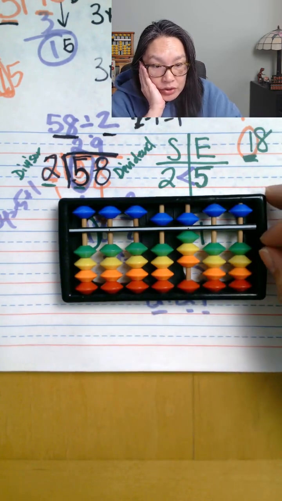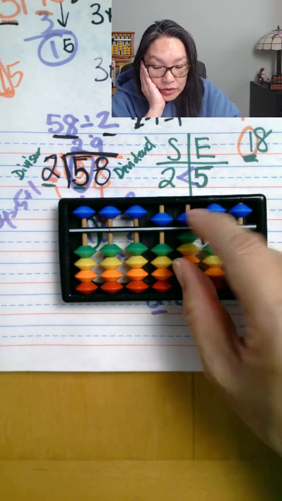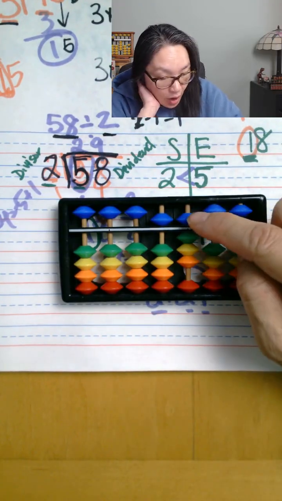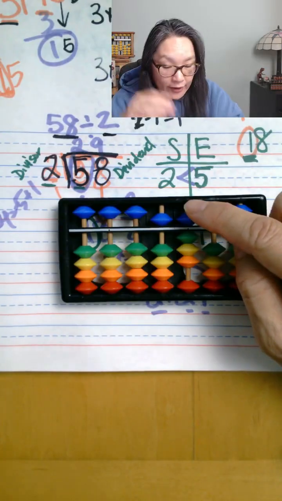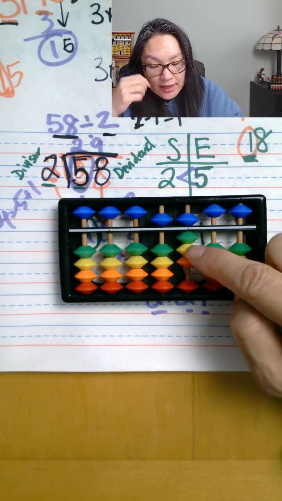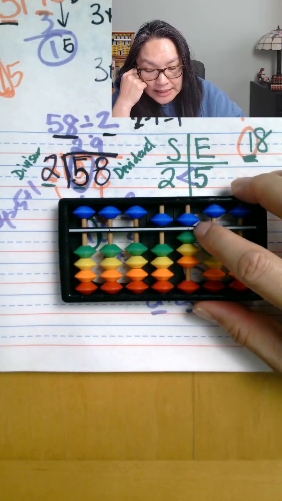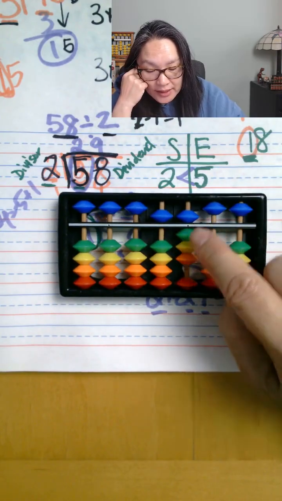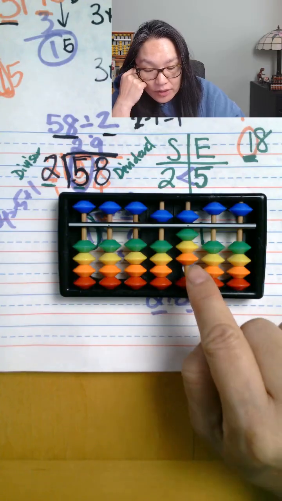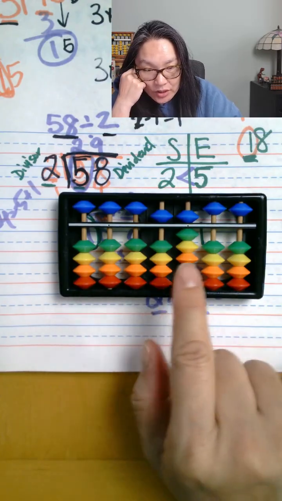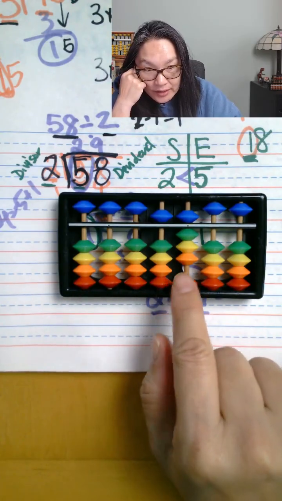Okay, so let's count. Here I have 8. How do I know? The top bead has a value of 5. So I have 5, 6, 7, 8. Why am I here? Because I have my indicator. My indicator is my dot. This dot tells me that this is my ones place. So my ones, my tens, my hundreds, my thousands, and my 10,000. Anything on this side, there's my ones.